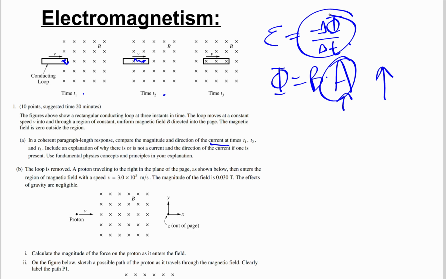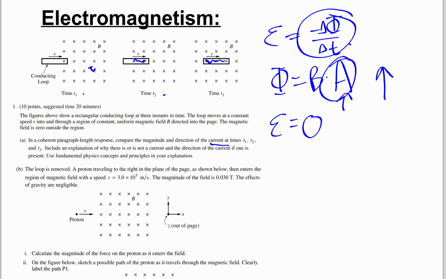Okay, now when we're at time t3, we're completely inside of the field. Okay, the area is now constant. That means that the change in flux is zero. So for time t3, the EMF is zero, which means the current is going to be zero. So at time t1 and t2, the currents are going to be equal to each other. And at time t3, the current's going to be zero. Okay, that's the magnitude. Now we need to discuss the direction.